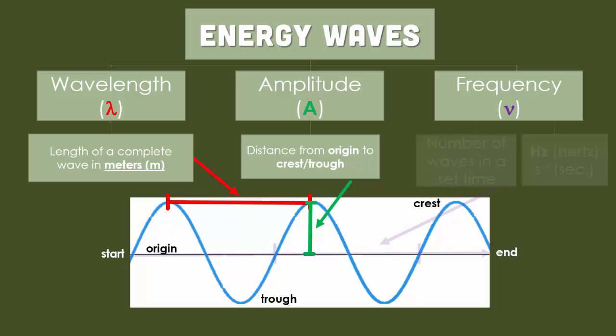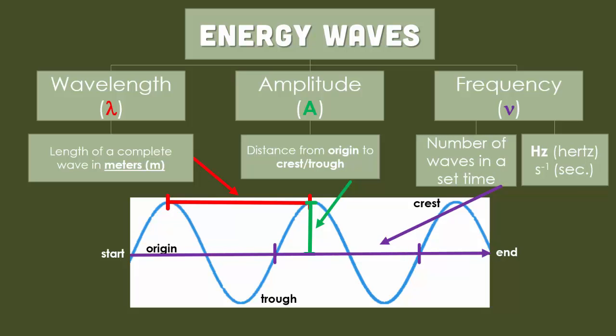And then finally, frequency, which is nu. I know it looks like a V, but it's the Greek lowercase nu. It represents the number of waves in a set time, and they describe this in terms of hertz or per second, which is seconds to the -1. If you notice how many times we can count from crest to crest, there's 2 of them. So this would have 2 hertz.